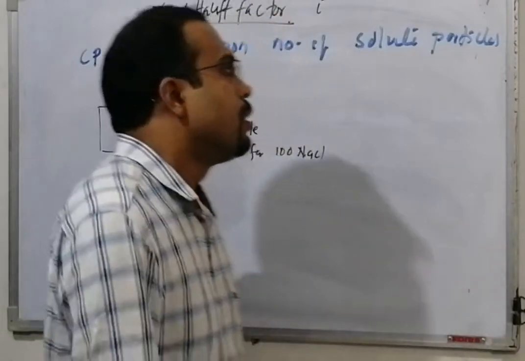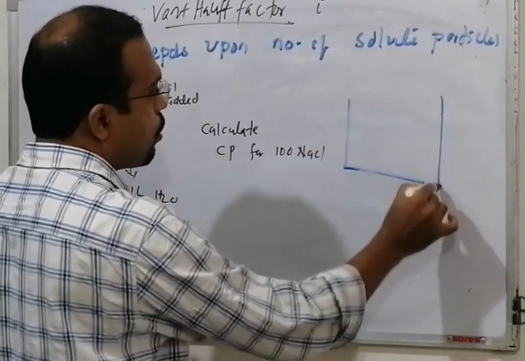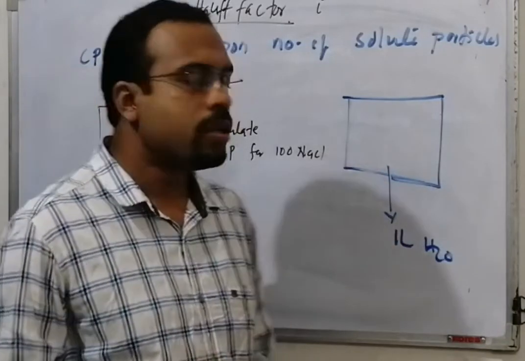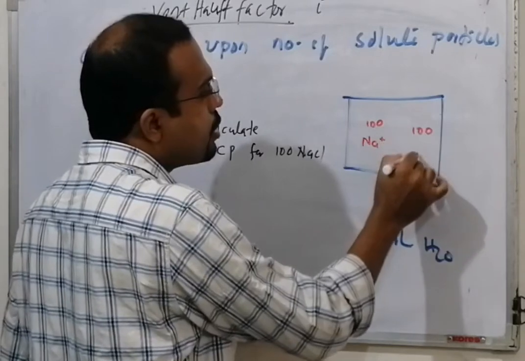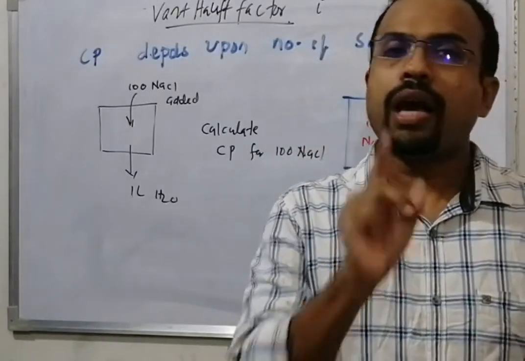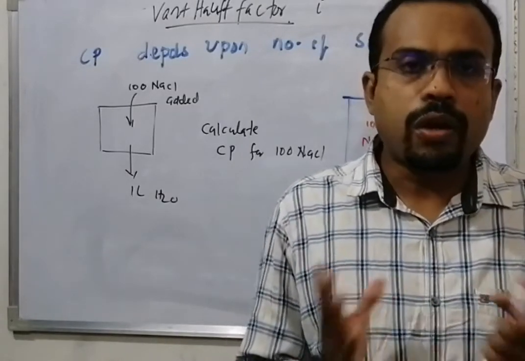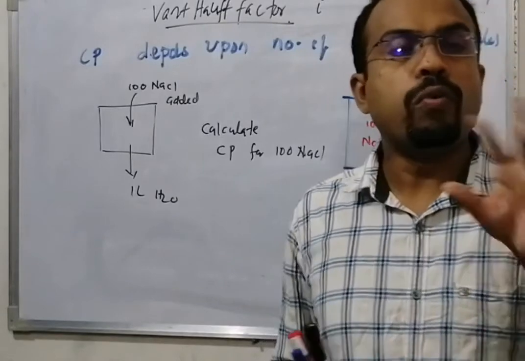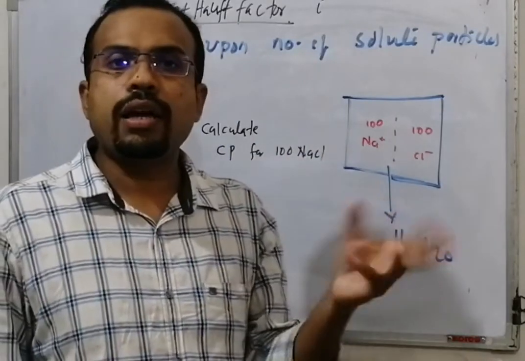But after reaching one liter of water, what happened to the sodium chloride? The sodium chloride completely dissociated into 100 Na plus and 100 Cl minus in the water. In my spoon, I have only 100 sodium chloride. But after reaching water, the scenario entirely changed. They dissociated and there are 100 sodium ions and 100 chloride ions. For water, now there are 200 solutes. It's not sodium chloride, for water there are 200 particles.